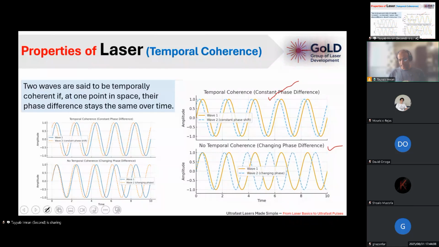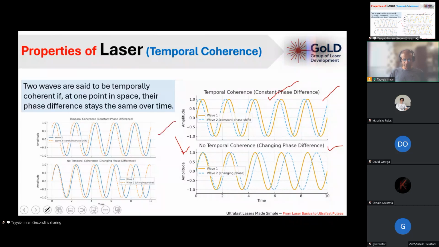This is a very ideal case. This is the normal case somehow. And on the left side, you can also see a similar kind of thing. This is coherent and this is incoherent, and you can see the time difference between the waves here. So this is temporal coherence.